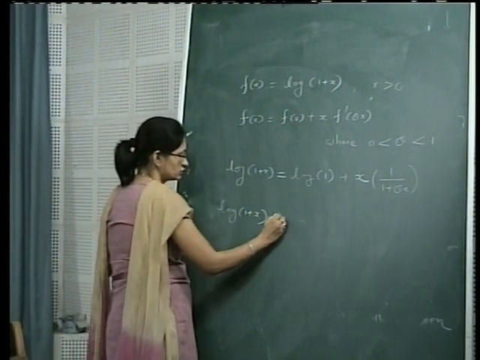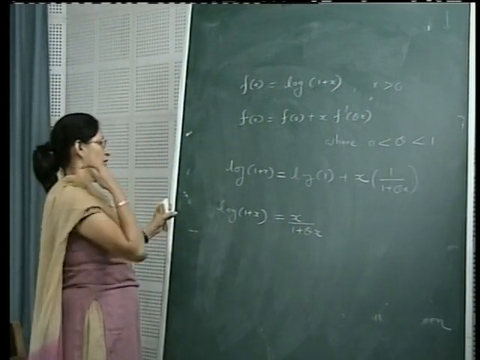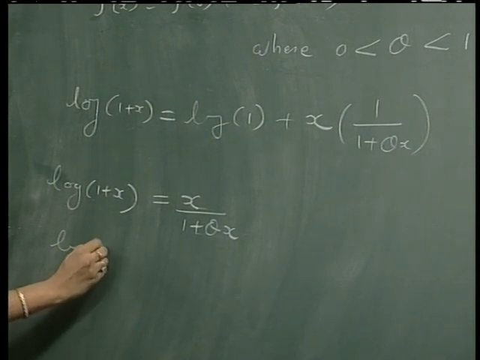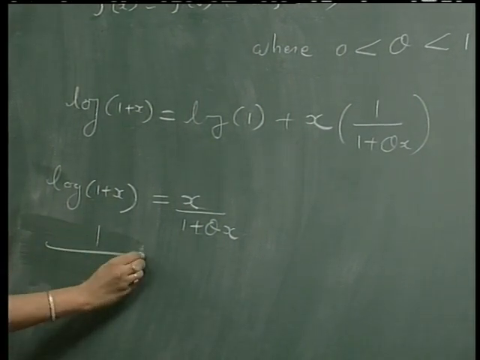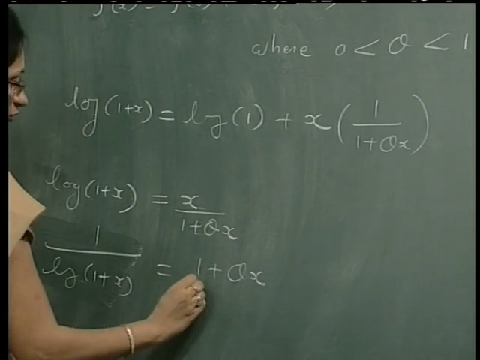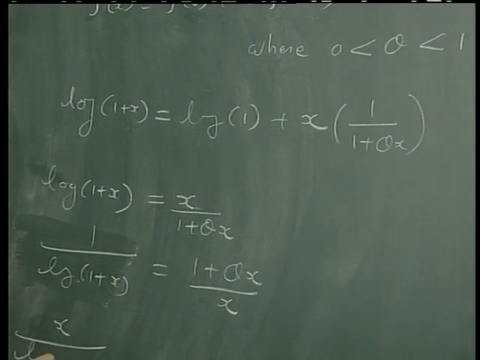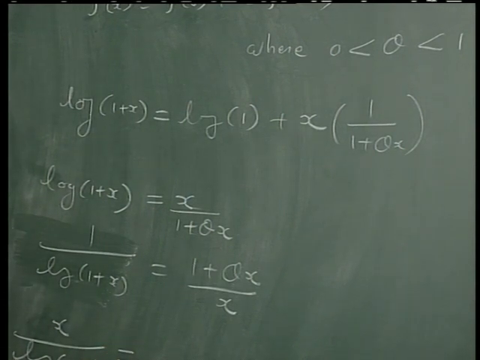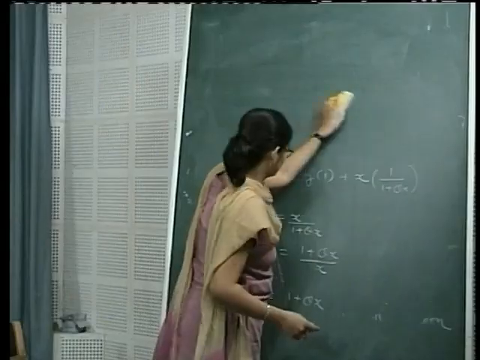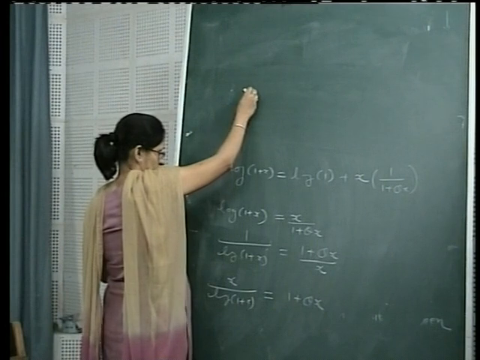Now log 1 is equal to 0, so log 1 plus x is equal to x upon 1 plus theta x. Taking the reciprocal, 1 upon log 1 plus x is equal to 1 plus theta x upon x. So this implies x upon log 1 plus x is equal to 1 plus theta x.